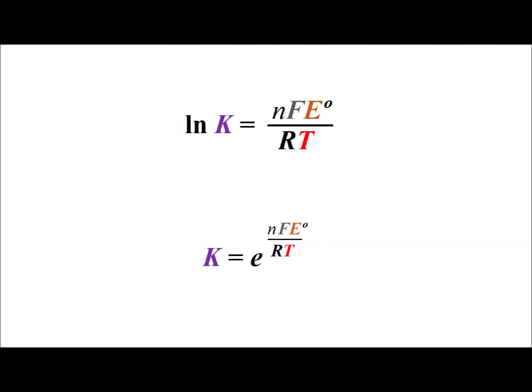To clear the natural log function from the left-hand side, we raise each side as a power of e, and then use the property that e to the natural log of x is simply x. And we get an expression for the equilibrium constant in terms of the standard reduction potential as an exponential.